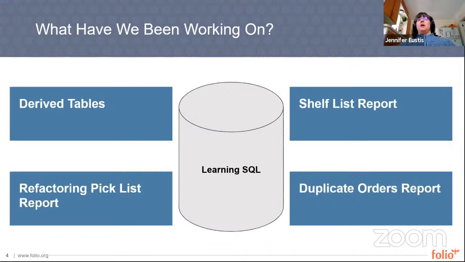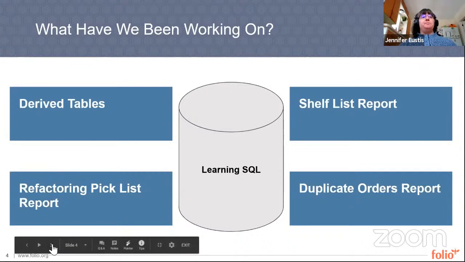We've also done a shelf list report and refactoring the pick list. Refactoring just means here that it was done before the derived tables, so we updated it so that it included the derived tables. And I'd especially like to thank the members of the working group, as well as Axel, Angela, and Amelia for their help on getting the shelf list and pick list reports up to snuff. We are currently working on a duplicate orders report, and we will be working on the HathiTrust reports going forward. And of course, learning SQL from each other is a big part of our meetings.